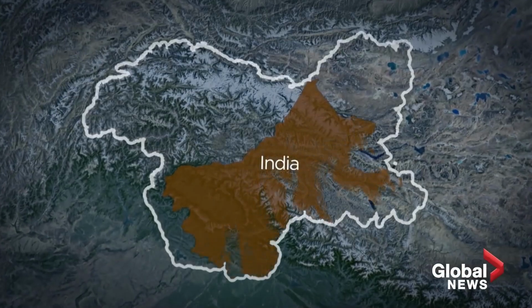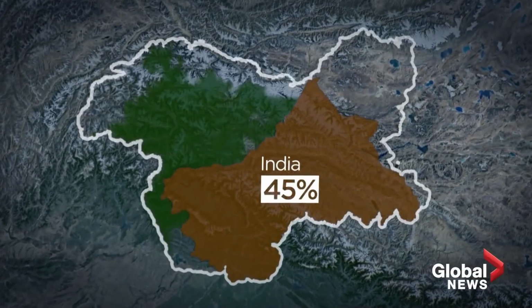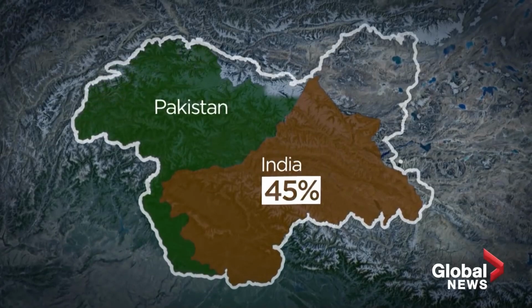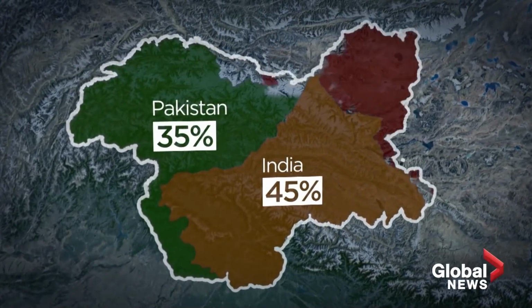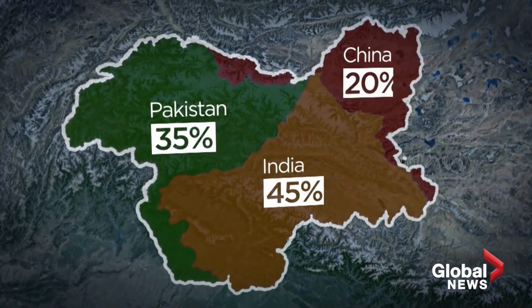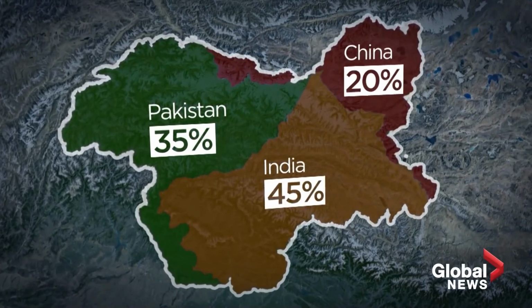Today, both India and Pakistan claim to own Kashmir entirely, but India currently governs about 45%, the central and southern part, while Pakistan controls 35%, the northwestern area. In the meantime, 20%, the northeastern part of the region, is heavily influenced by China.